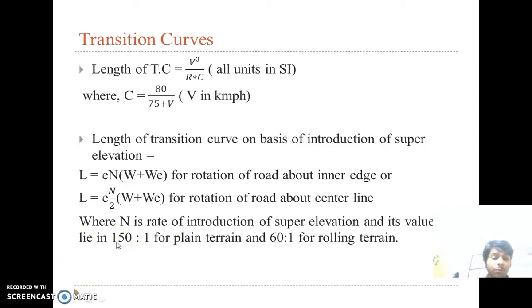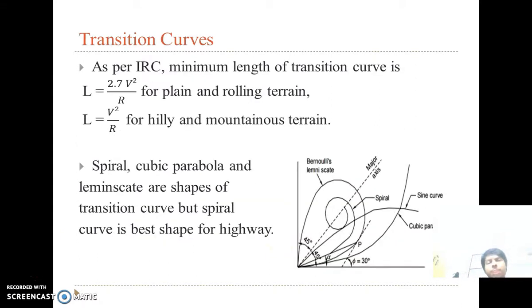For plain terrain it is equal to 150:1, and for rolling terrain it's 60:1. Now, as per IRC, the minimum length of transition curve is given as L equal to 2.7 V square by R. This is for plain and rolling terrains, and L equal to V square upon R for hilly and mountainous terrain. These two different lengths of curves are governed by the IRC.